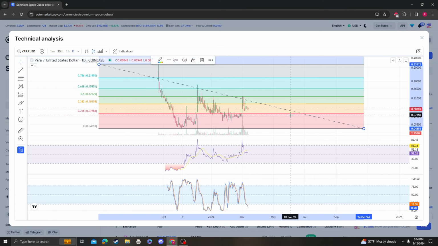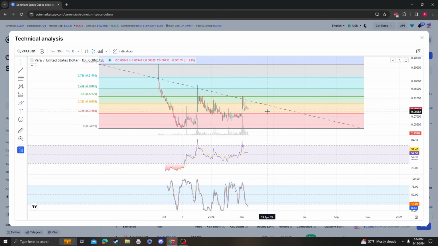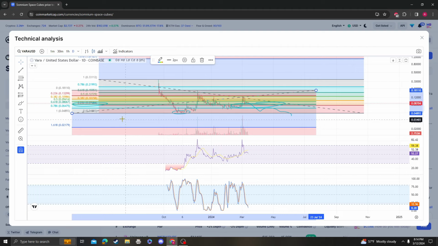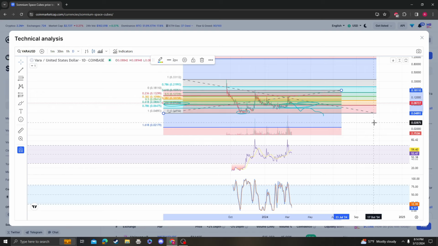So I would say that Vara needs to stay above, from a technical perspective, it needs to stay over 768, so around 7.5 cents. If it goes under that, then most likely we're going to get sent down to the all-time lows, if not lower. At that point, I want to say that it's probably going to hit 4 cents, and then if that doesn't hold, it's 2 cents, and then you're just looking at this really bad channel. But I don't think that's going to happen, so let's just avoid that.